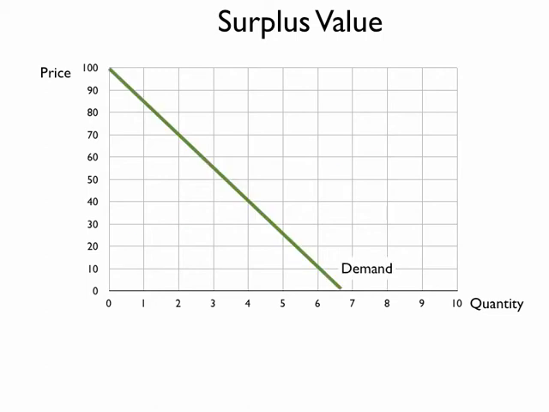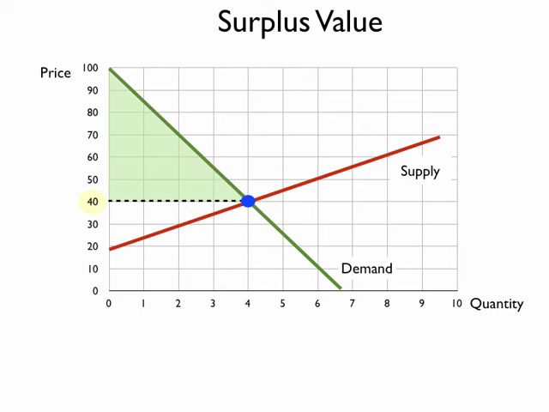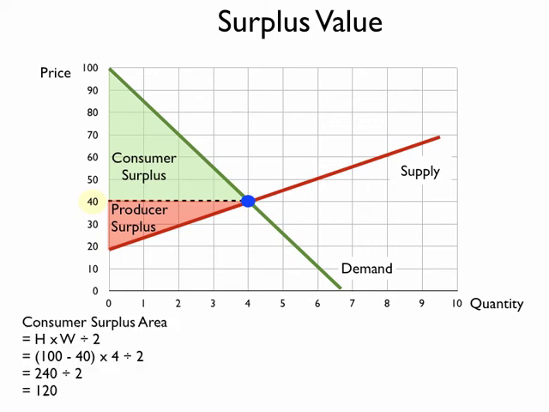If the demand curve and the supply curve were different slopes, what would the surplus areas indicate? Here we see our equilibrium again. In this case, the equilibrium price would be 40, and the area above the price and below the demand curve would be the consumer surplus. Now the area above the supply curve and below price would be the producer surplus. When we calculate that, it'd be a little bit different.